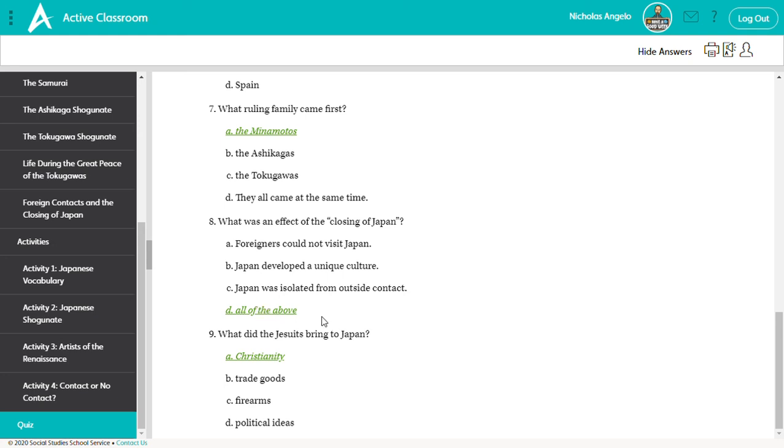All those things happened because Japan, for years and years, a period of 200 years, had no real influence from outside. And 9, what did the Jesuits bring to Japan? Christianity, trade goods, firearms, or political ideas? A is your best choice, Christianity. If you hear Jesuits, they're out there trying to convert people to the Christian faith.